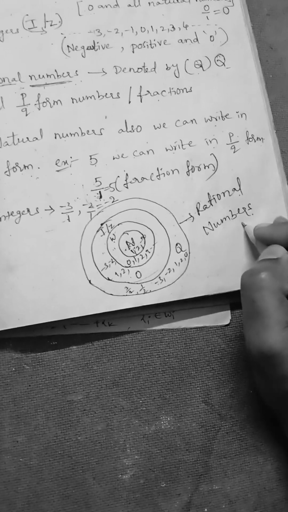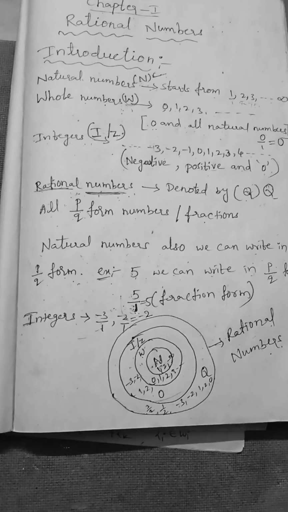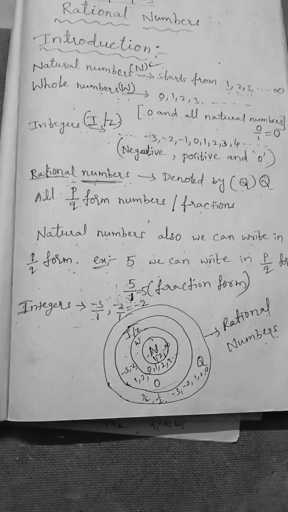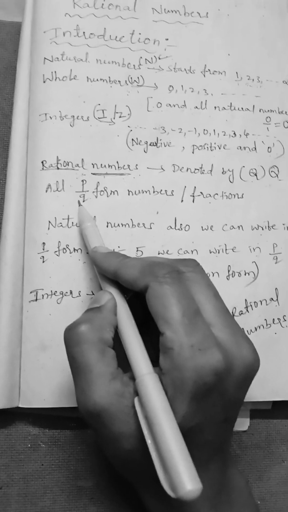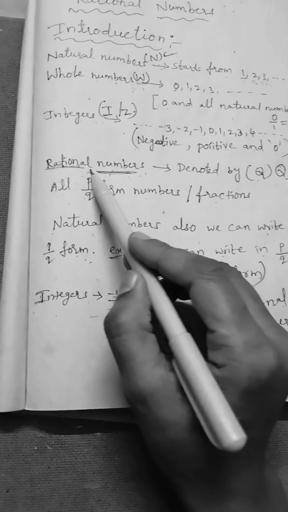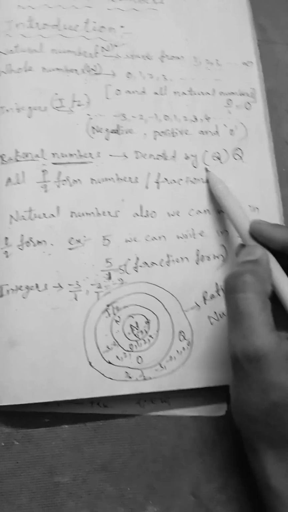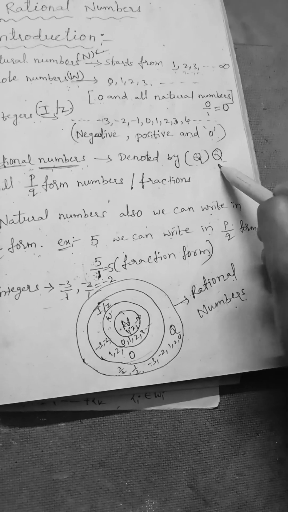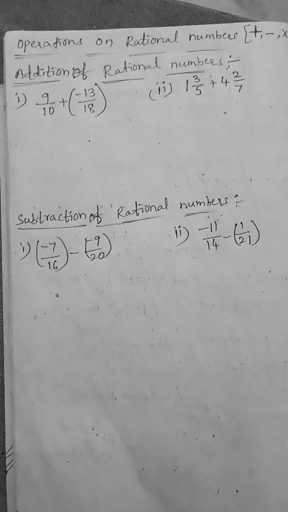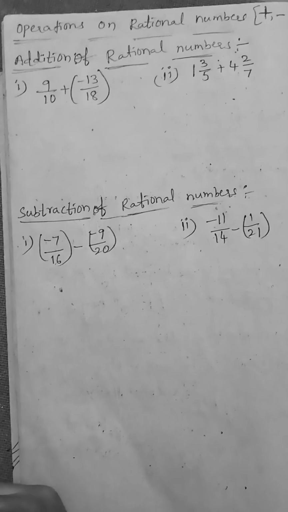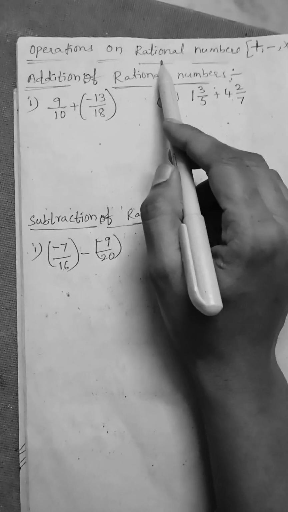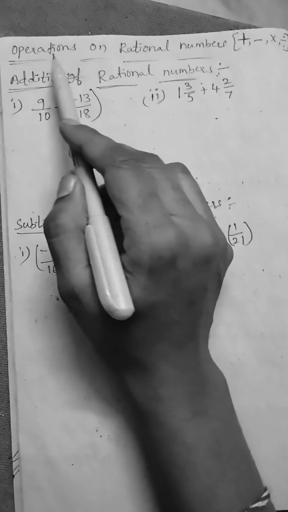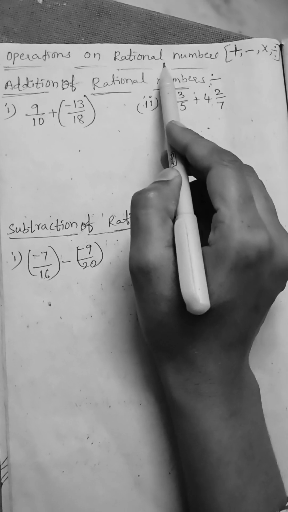Rational numbers. Now finally we can consider that rational numbers means the collection of natural numbers, whole numbers, integers and p by q form numbers. These are all called rational numbers, which is denoted by Q. Now we know what rational numbers are. Now, operations on rational numbers.